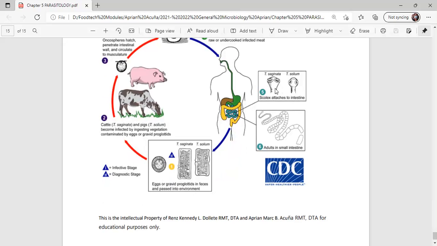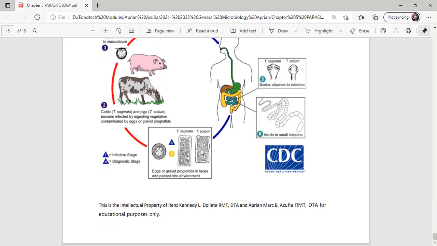Remember this for the board exam. So we have here the different scolex heads for saginata, from beef. And for solium, this is the scolex, the head attached to the intestine. Then they also differ in their segments. So, that concludes our parasitology.